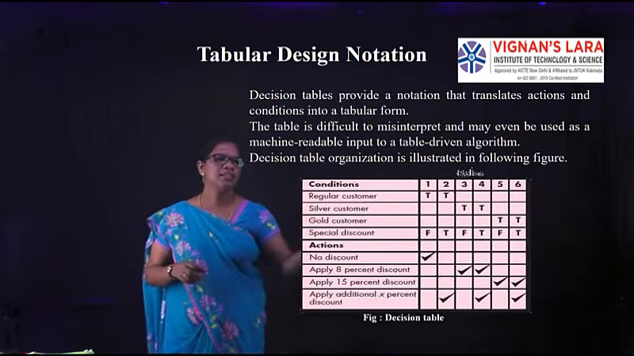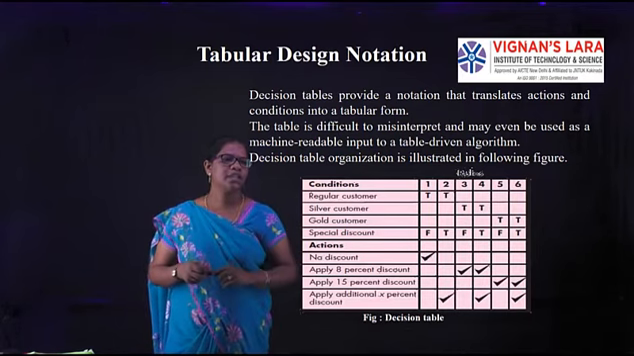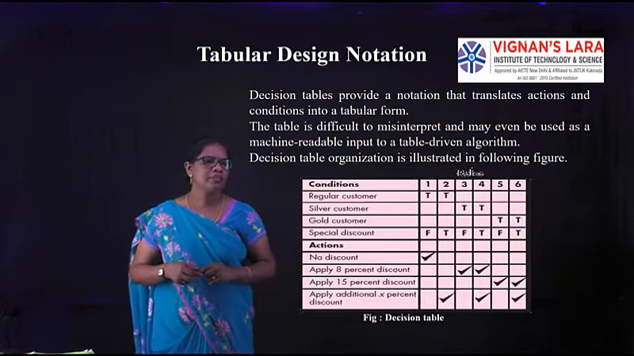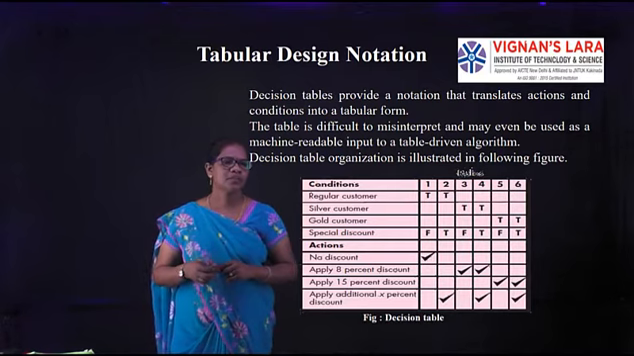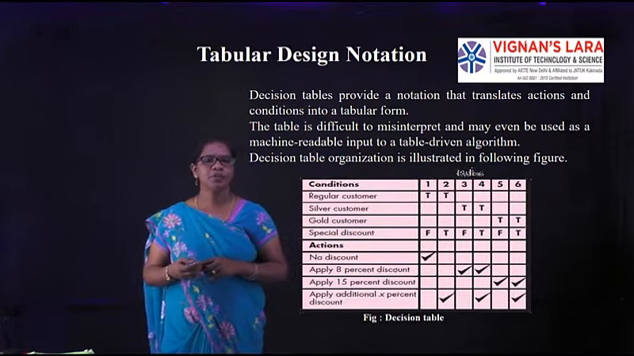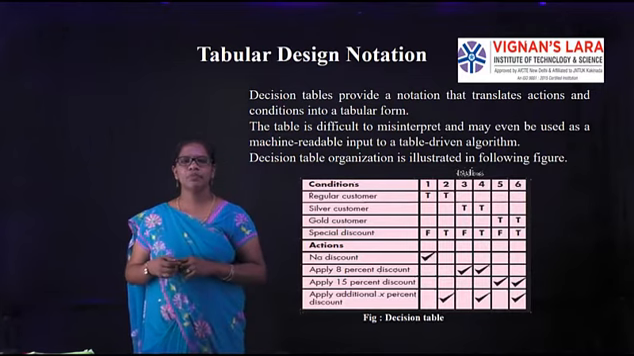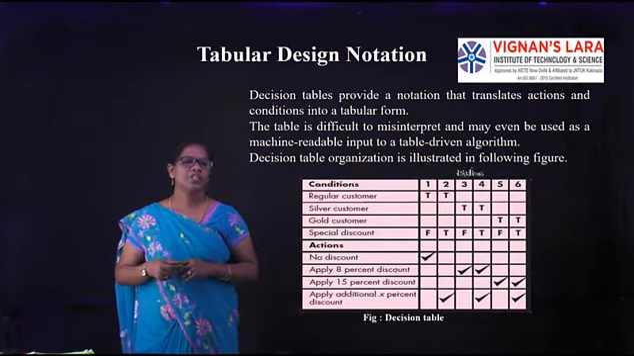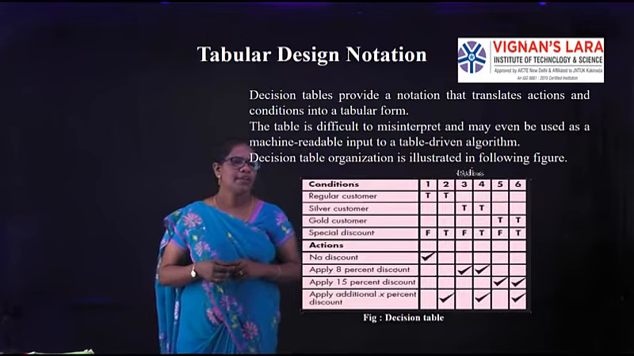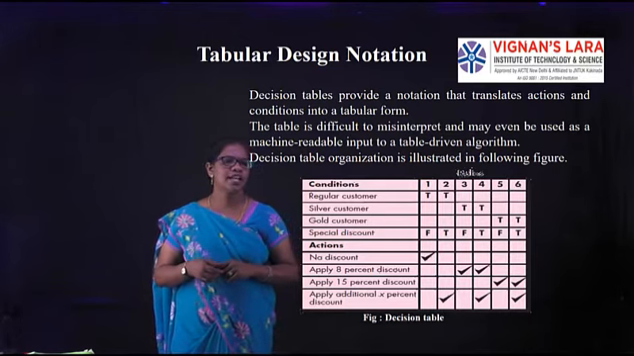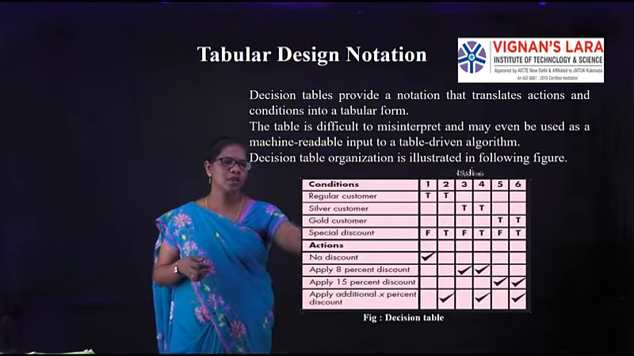So that is this table. The table is difficult to misinterpret and may even be used as a machine readable input. So by using these decision tables, we can go for machine readable inputs. This decision table is organized as follows. This is called a decision table.